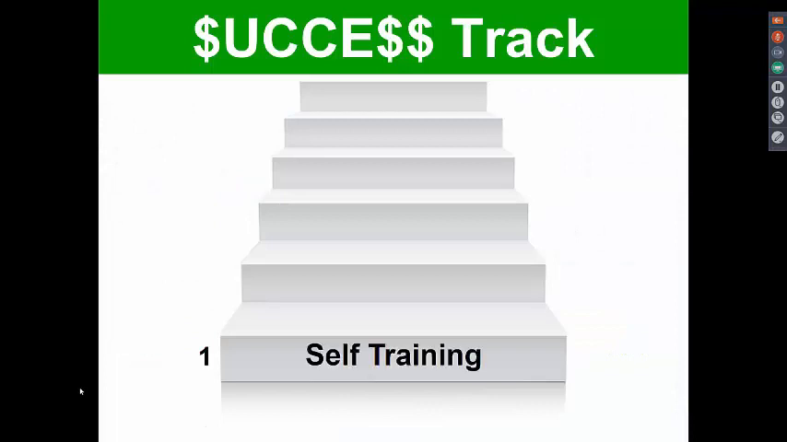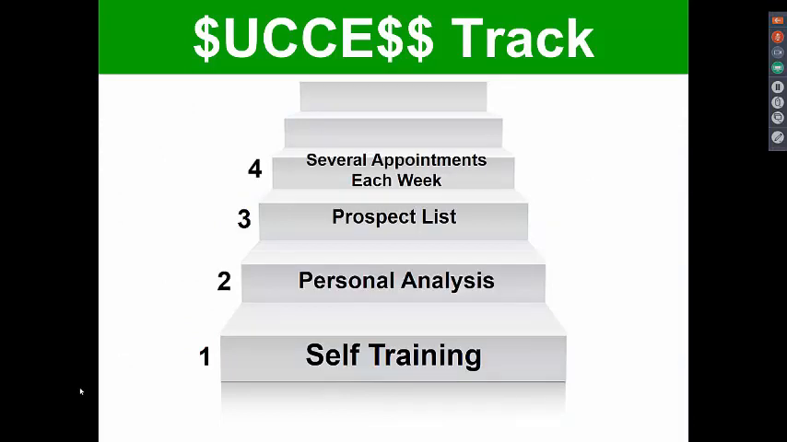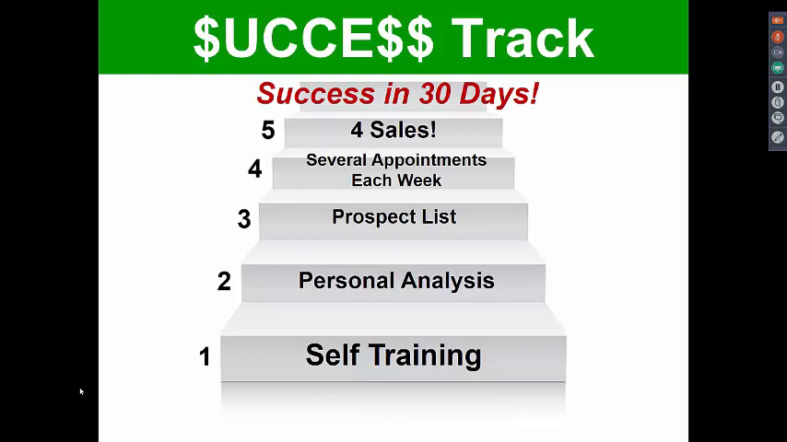What I want to leave you with this evening is this five steps to success. These are your first five steps. Find that in your agent portal. It's under agent training. This will take you deeper into this, but these are your five basic steps. It works for everybody I've ever seen do this.